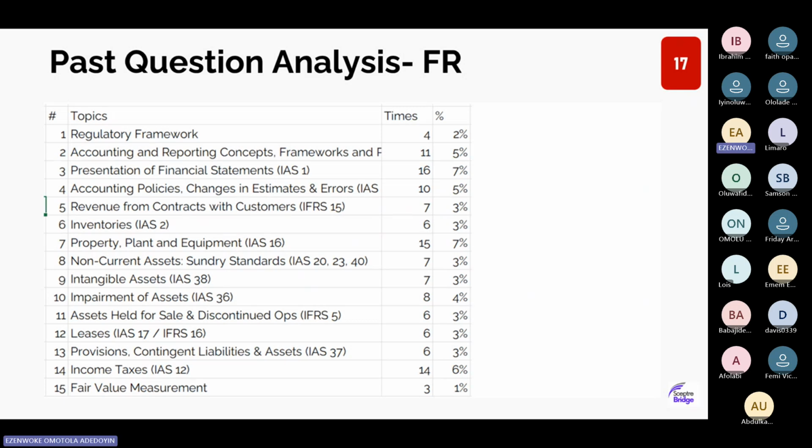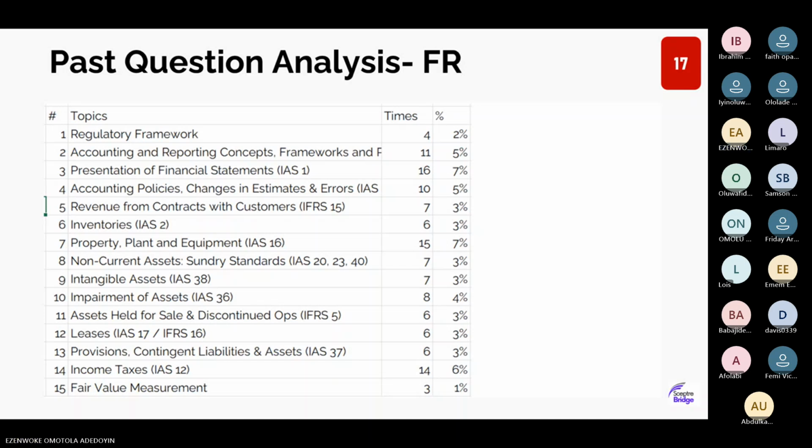All right, SBR, calm down, we're going to get to you in a bit. So the past question analysis, what can we pick from this? This is why you have to read everything. Look at the numbers, look at the percentages, so closely knitted. The one that stands out here is, of course, 7%, which is presentation of financial statements. We know why. It's almost compulsory every time it comes.